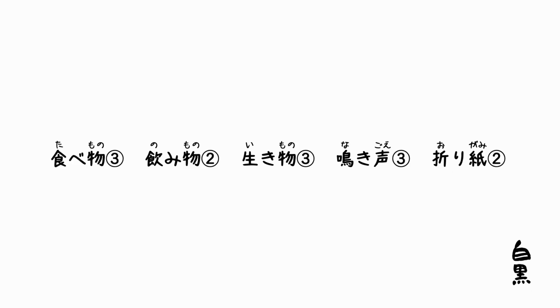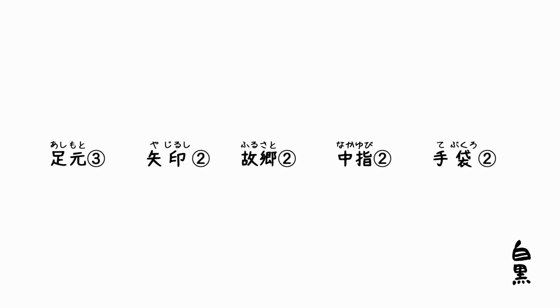Nouns modified by must stems of verbs, like 食べ物、飲み物、生き物、鳴き声、折り紙. And finally, kunyomi compound nouns, like 足元、矢印、ふるさと、中指、手袋. If you can think of other examples, leave a comment below.